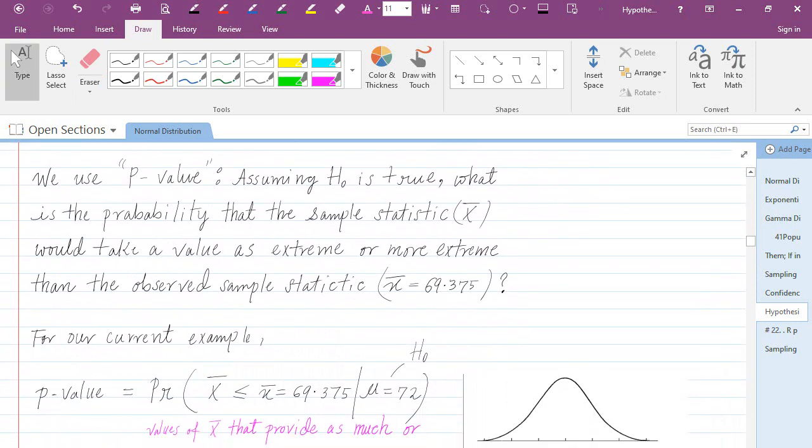And what's the p-value? Well, p-value is a probability, and so basically p-value answers the following question. Assuming that the null hypothesis is true, that is, assuming that the mean height is 72 inches, what is the probability that the sample statistic, the sample mean here, would take a value as extreme or more extreme than the observed sample statistic.